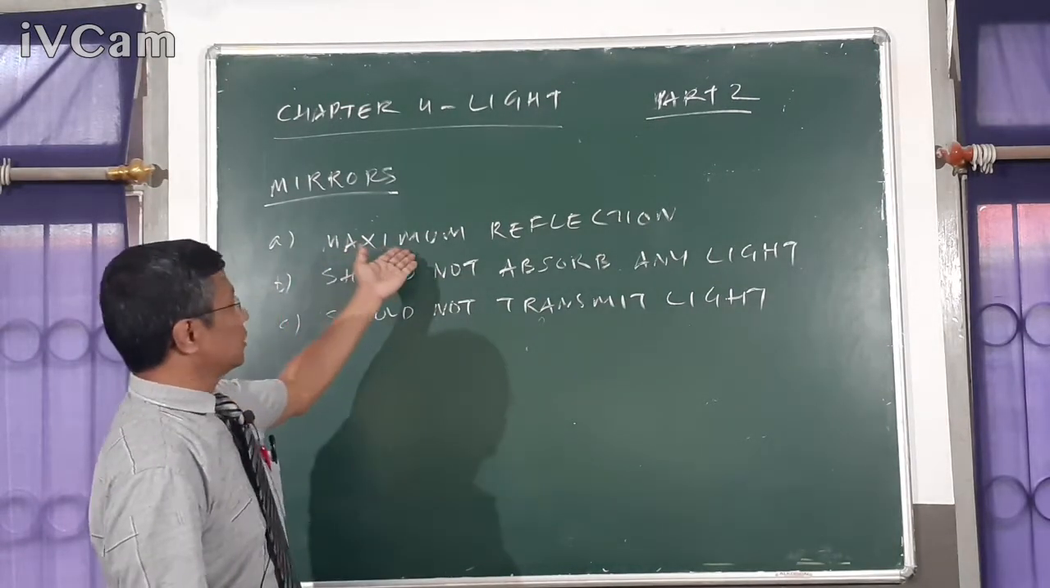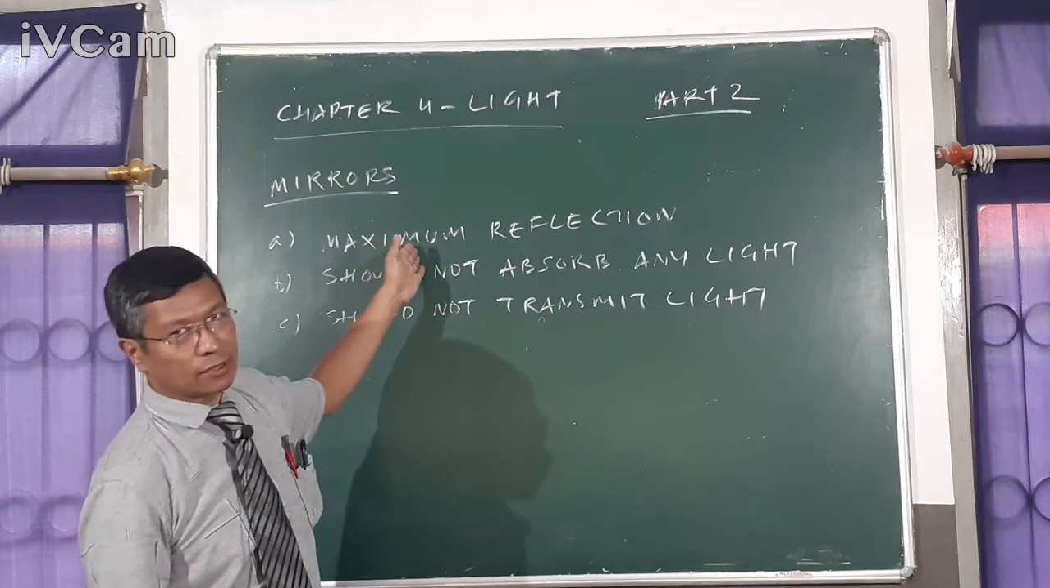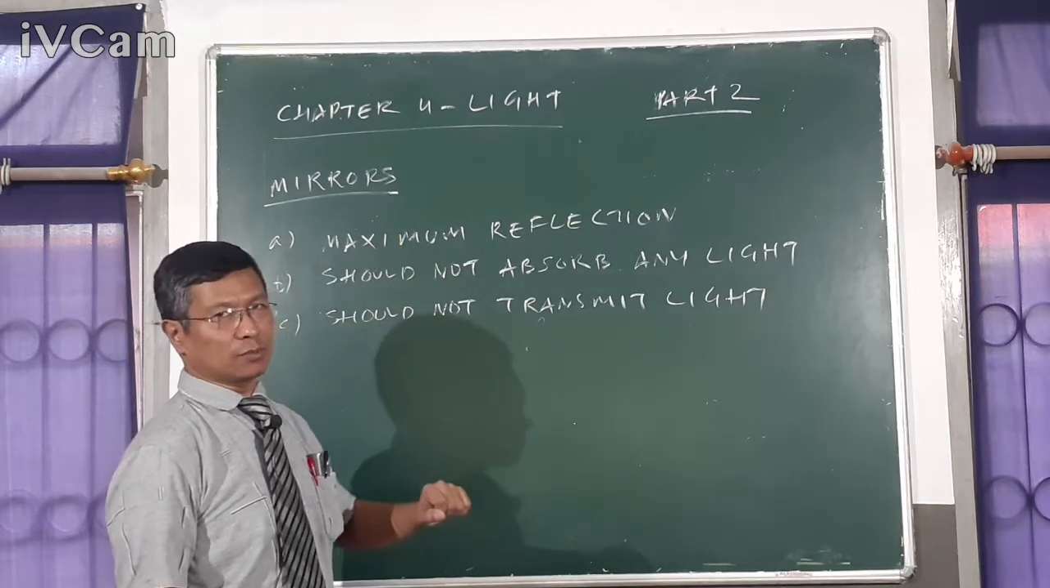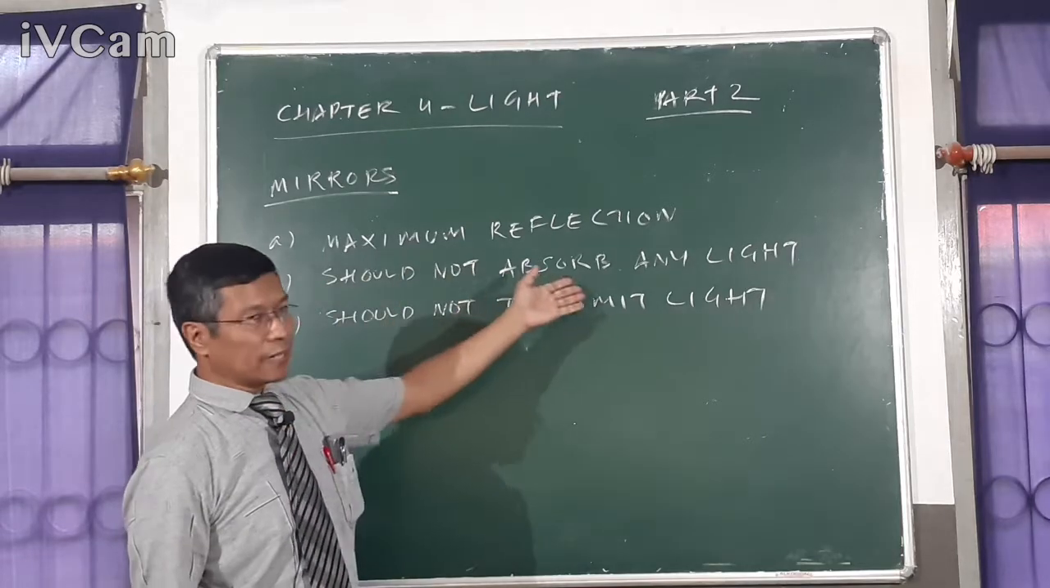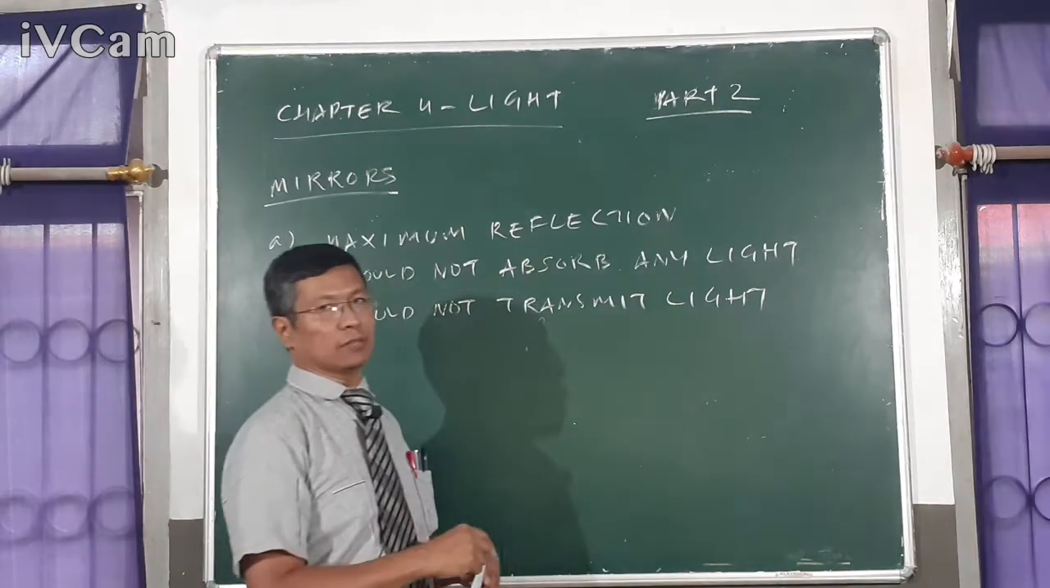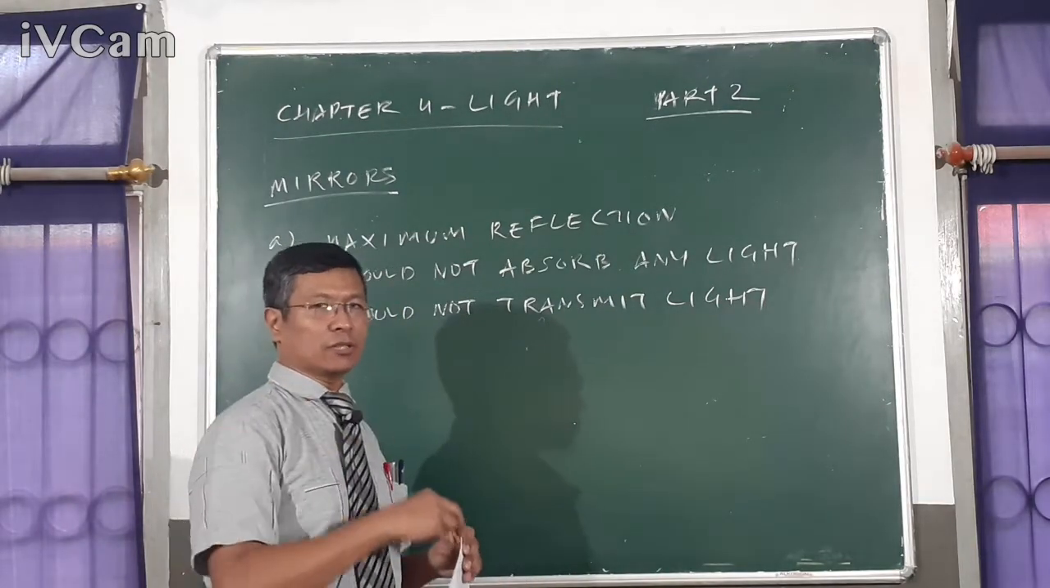It should have maximum reflection, that means the light which is falling on the mirror should not be absorbed as far as possible. It should not absorb any light, and it should not transmit, means the light should not pass through the mirror. Most of the light that hits the mirror should bounce off.